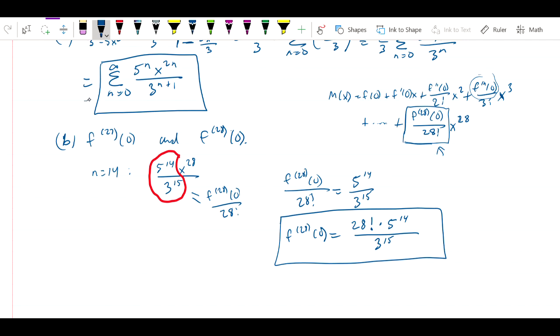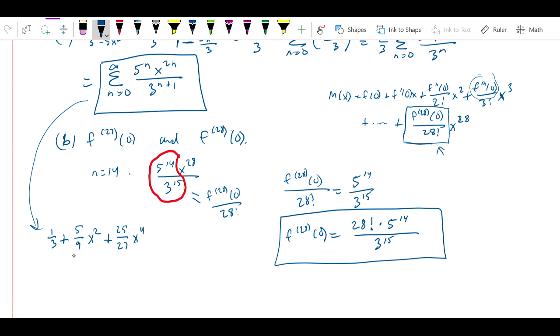If I were to expand this series, the first term is 5 to the 0, x to the 0 over 3, so that's going to be 1/3, plus 5 over 9 x squared, because when I go to n equals 1, now I get x to the 2 times 1, which is 2. The next one is going to be 25 over 27 x to the 4th, because now I plug in n equals 2, and I have x to the 2 times 2, which is 4.